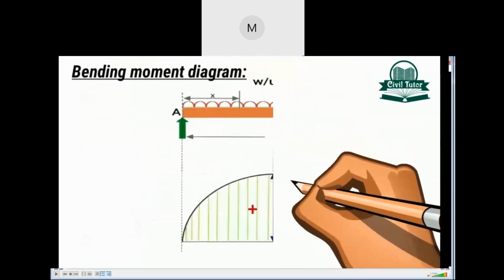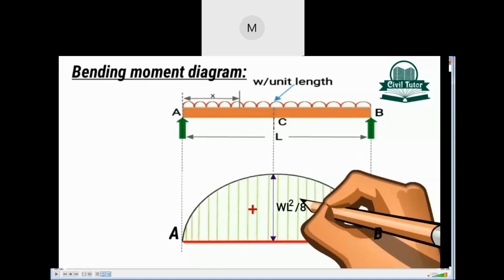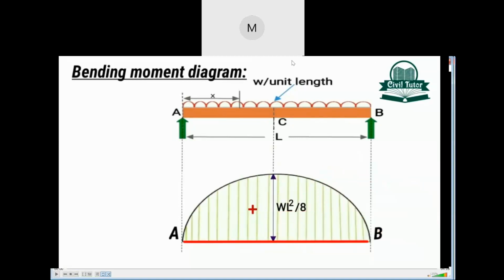In order to draw the bending moment diagram, we will start from the baseline AB. And since the maximum bending moment is at point C and equal to plus WL square divided by 8, we will draw plus WL square divided by 8 to some scale at point C. At points A and B the value of bending moment is equal to 0. Since the bending moment equation for span AB clearly indicates that the bending moment from A to B varies by a parabolic curve, we will join points A and B by a parabolic curve. This will be our resulting bending moment diagram.